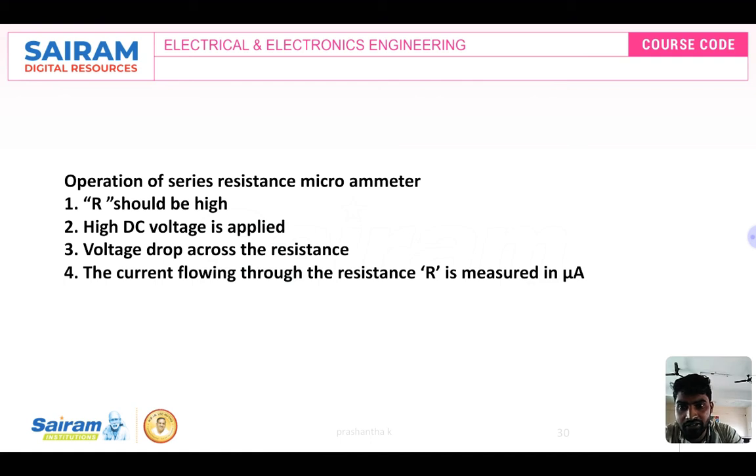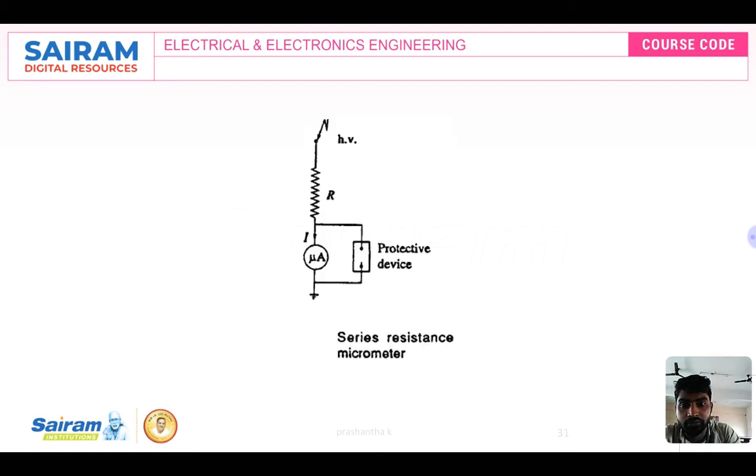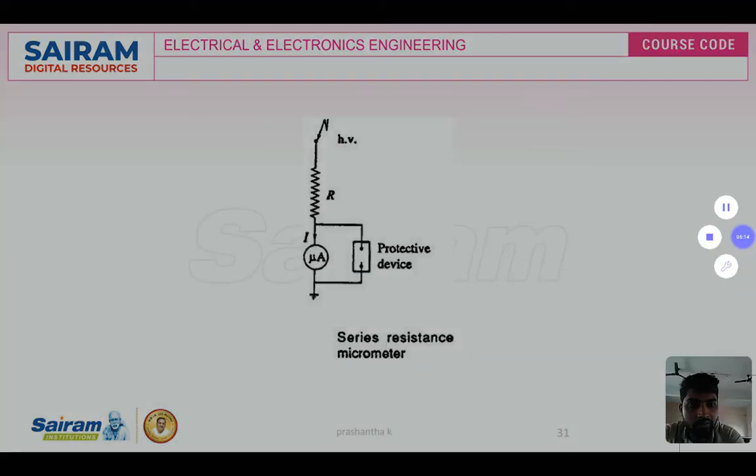Operation of the series resistance microammeter: R should be high, the high DC voltage is applied, there is a voltage drop across the resistance, and the current flowing through the resistance R is measured in microamperes. This is the circuit diagram of the series resistance microammeter. High voltage is applied.